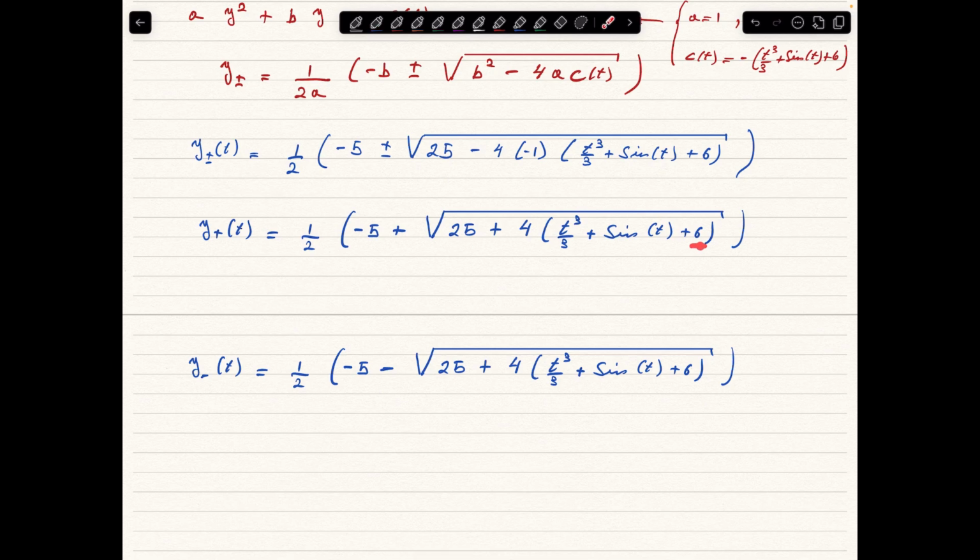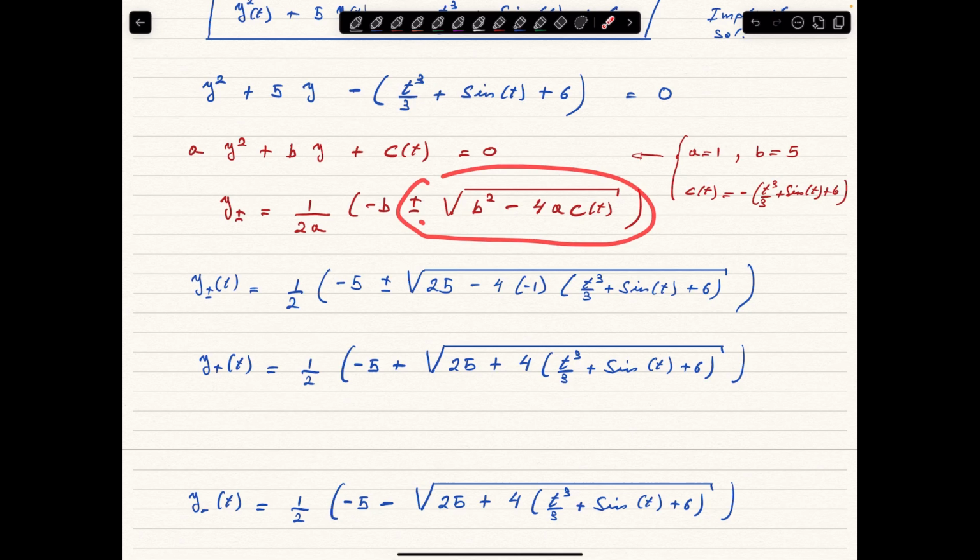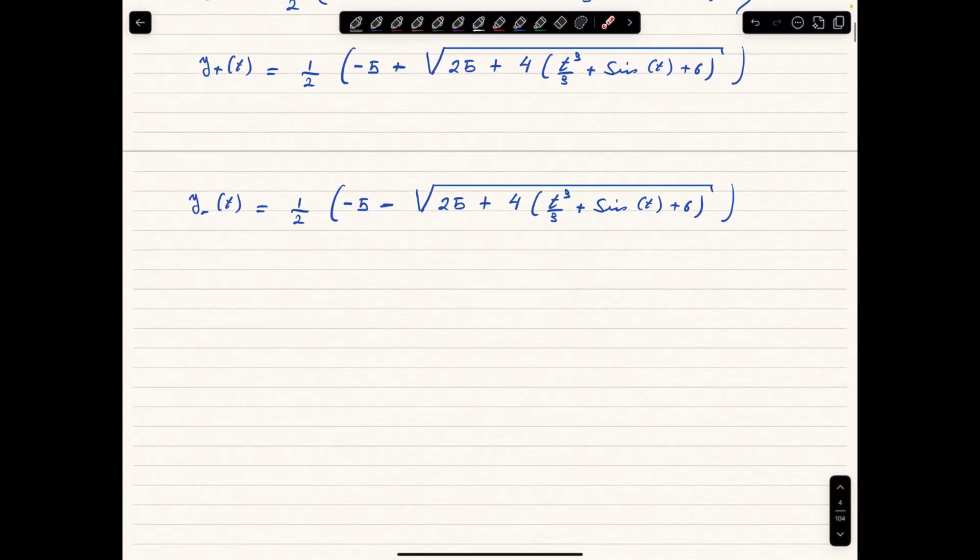We already fixed the constant c, which is 6 here. So we have two solutions? Actually, no, we have only one. Because when we compute the square root, we have two possibilities here, but only one is a solution of the differential equation. And the reason is, let's go back to the initial condition. We already used the initial condition, but we need to use it again.